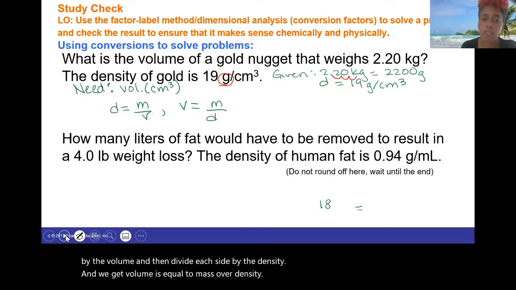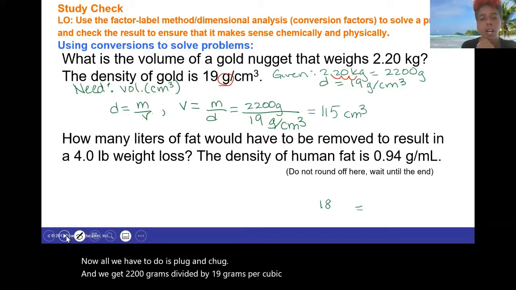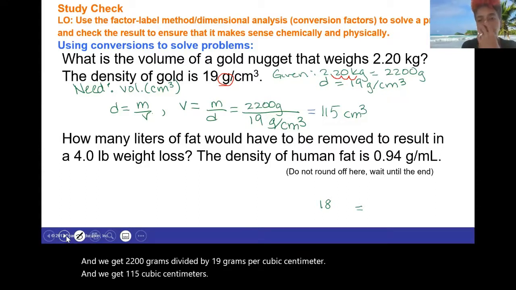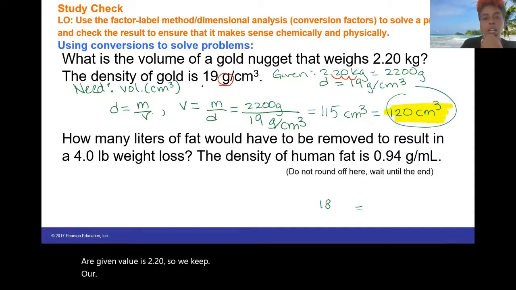Now all we have to do is plug and chug, and we get 2,200 grams divided by 19 grams per cubic centimeter, which is about 116 cubic centimeters. Our given value is 2.20, so we keep 2 sig figs, so that's 120 centimeters cubed.